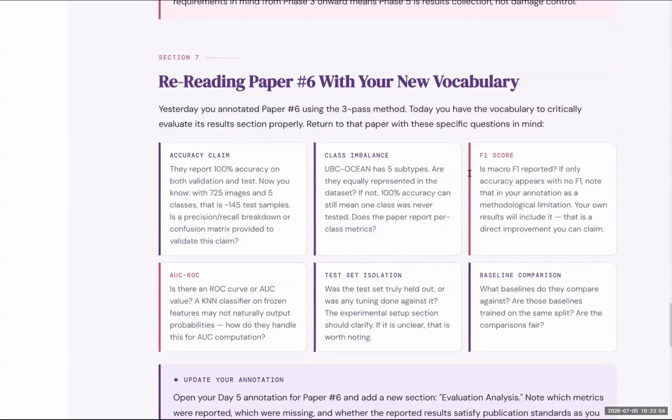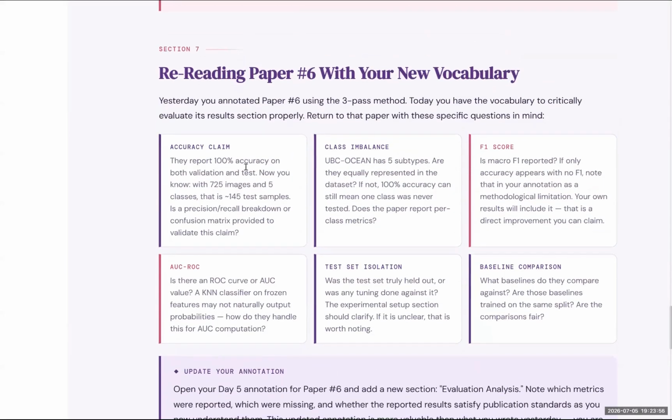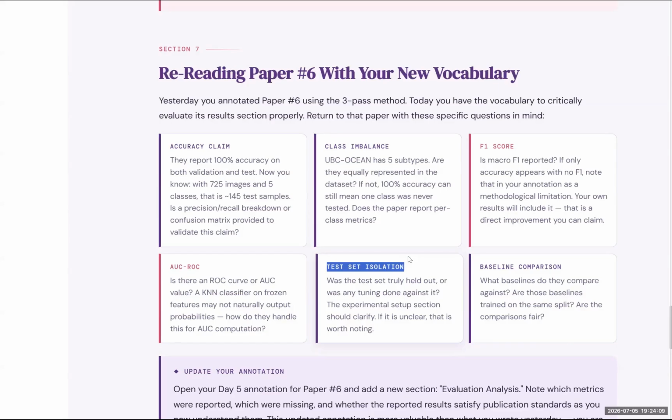So these are some vocabulary that you might have learned: what is accuracy, what is class imbalance, F1 score, AUC, ROC. Test set isolation, which I have just explained: the images in the test set should be completely isolated from the training set. While training, none of the images from the test set should leak into the model. Your model should not be able to see any image from the test set.